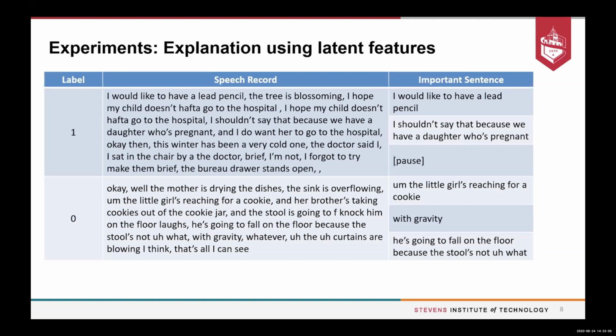The same logic applies to the second record as well. "The little girl is reaching for a cookie." "With gravity, he's going to fall on the floor because of the stool's not." Those are the top 3 most important features in the AD detection for this record.